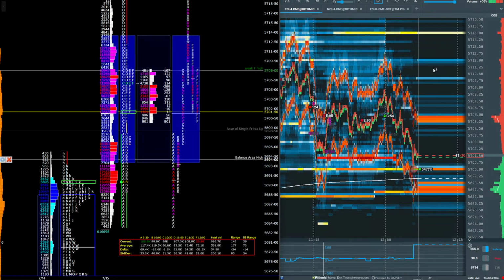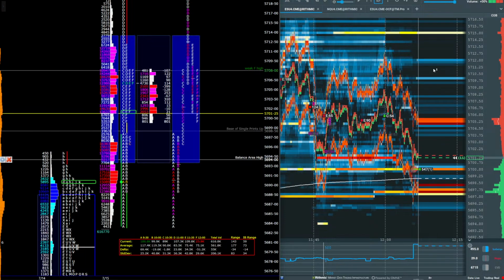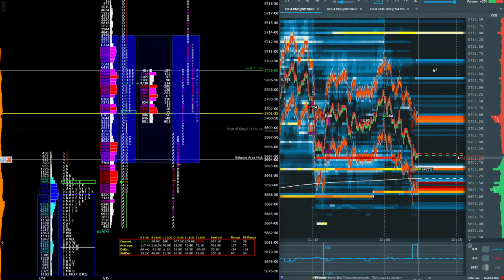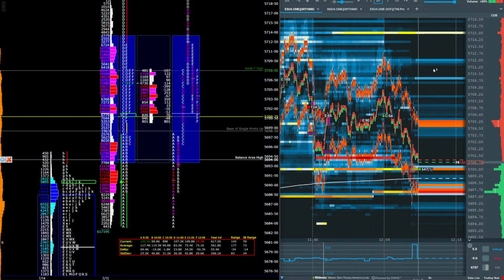Steven says, do you read anything into the difference between the TPOC and the VPOC? Yeah, let me give you my feelings on TPOC and VPOC, because I am singularly opinionated in this. You won't hear many other people describe it this way.